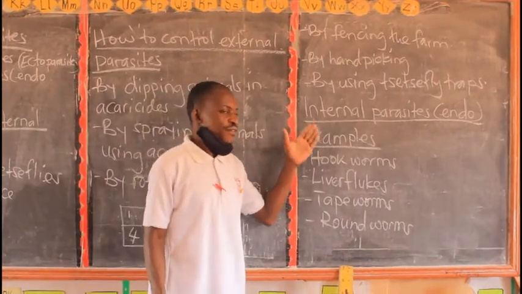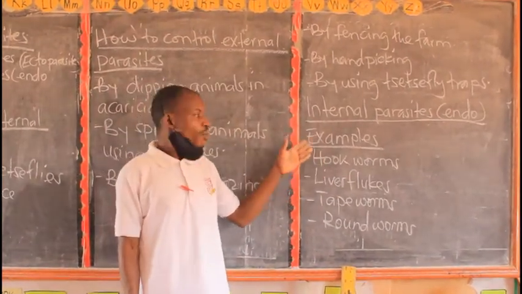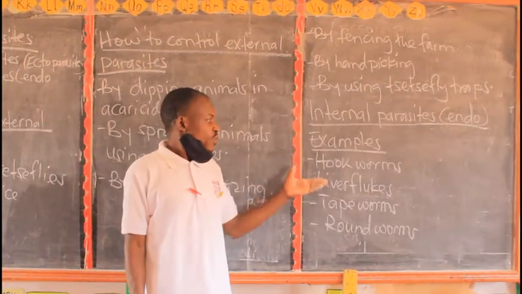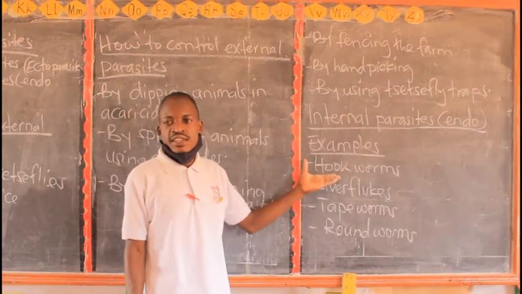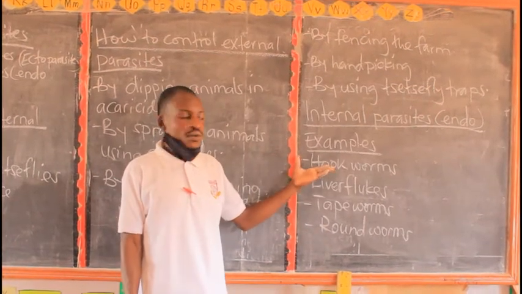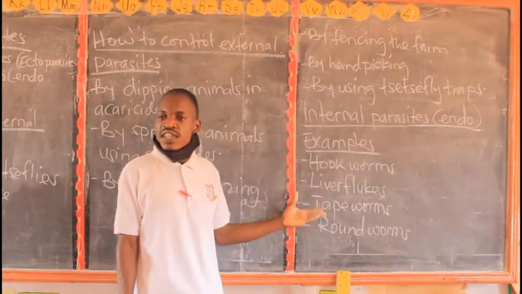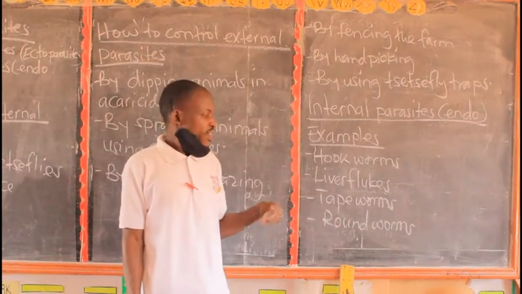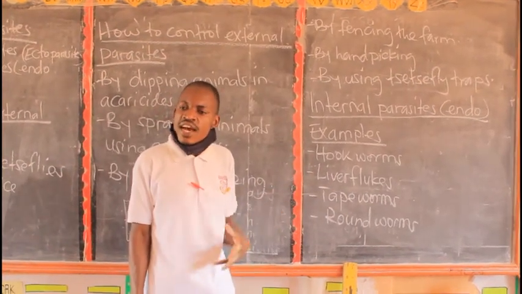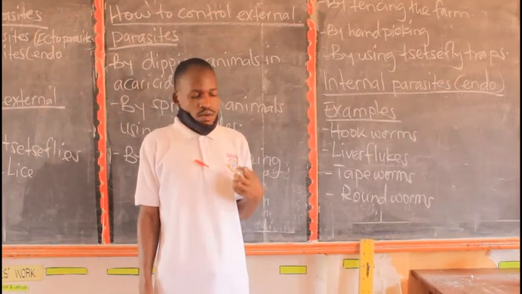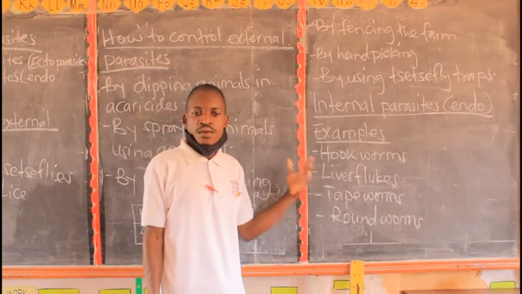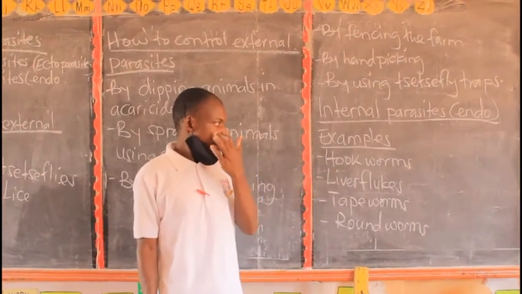So these worms affect these animals in the way that some of them feed on blood, others feed on digested food that this animal feeds on. So look at the hookworm. Hookworm feeds on blood of the animal, so it makes the animal anemic, or have hookworm anemia. Then liver flukes affect the liver of the animals. Look at tapeworms. They feed on the digested food, so they make the animal malnourished or have what we call nutritional diseases. We have roundworms also in the body of the animals.